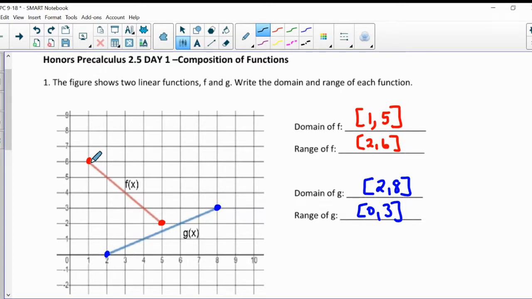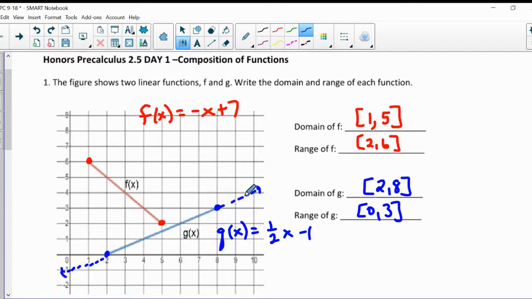Now, these functions, if I had f of x, I could write it as negative x plus 7. I could write it as a linear equation. And this one I could write as 1/2 x minus 1. However, remember that even though if I extended them, it would be clear that those are what the functions are, in this particular case, they have restrictions. So these linear functions have restrictions. Even though it could continue, the restrictions cut those off.